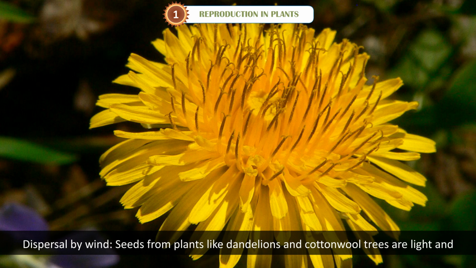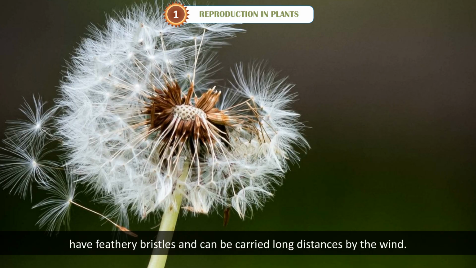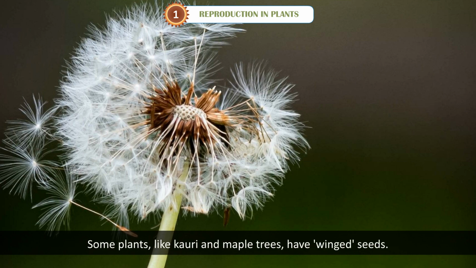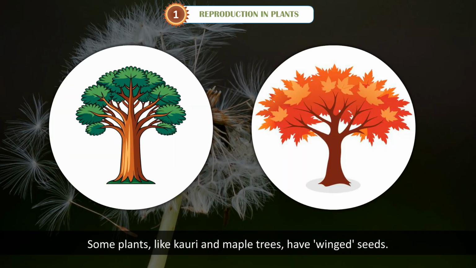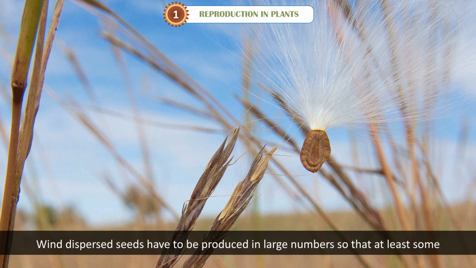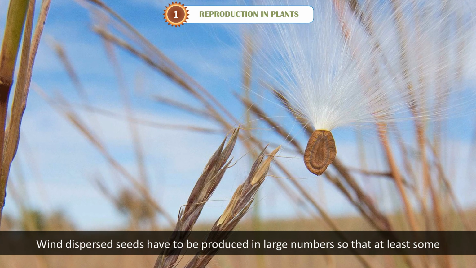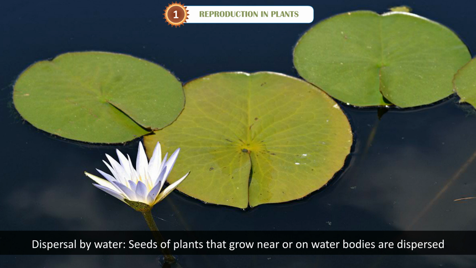Dispersal by wind. Seeds from plants like dandelions and cottonwool trees are light and have feathery bristles and can be carried long distances by the wind. Some plants, like kauri and maple trees, have winged seeds. They don't float away, but flutter to the ground. Wind-dispersed seeds have to be produced in large numbers so that at least some may grow.